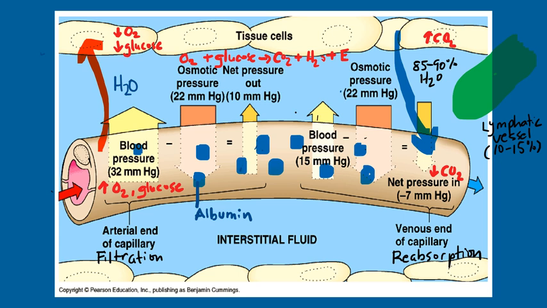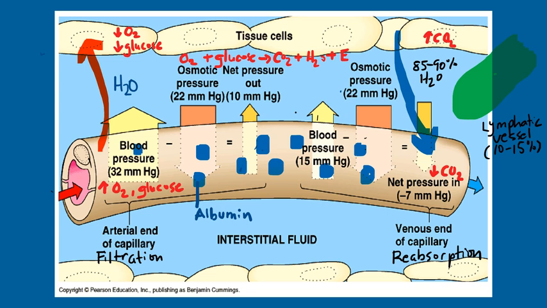Through cellular respiration, you have a lot of CO2 in the cells and less CO2 in the capillary. So it wants to move from an area of high concentration to low concentration. And again, it's going to move in solution in the water along a concentration gradient. There's a pressure that helps drive that fluid back in, and it's called the osmotic pressure.